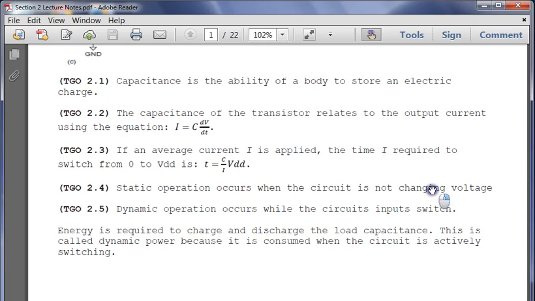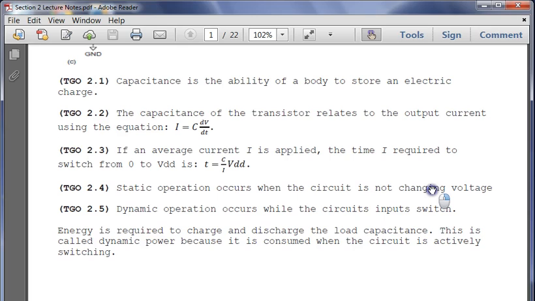So we're actually going to learn right here, right below the screen, the power consumption equations for static versus dynamic power consumption. And later in the course, we'll learn how to treat those, but this is still an introductory look at what's actually happening at the transistor level. Last sentence: energy is required to charge and discharge a load capacitance. This is called dynamic power because it's consumed when the circuit is actively switching.